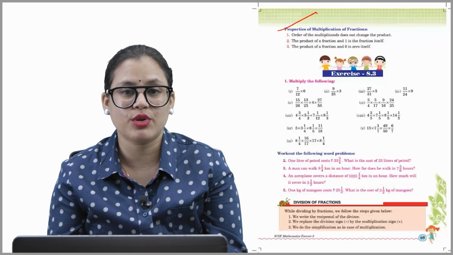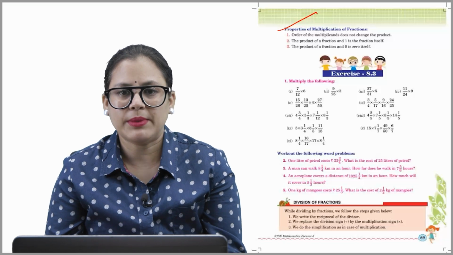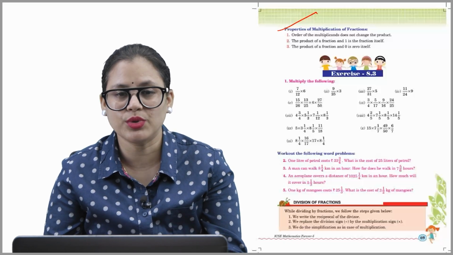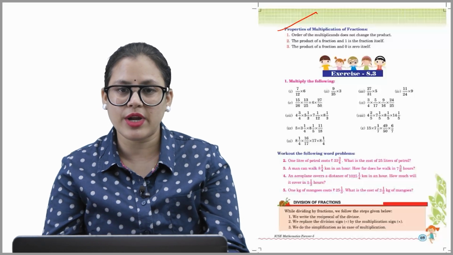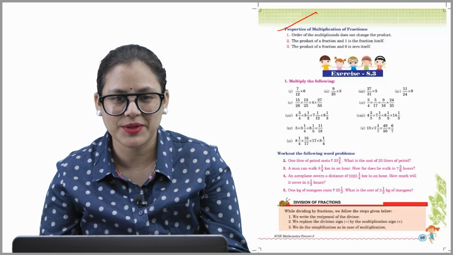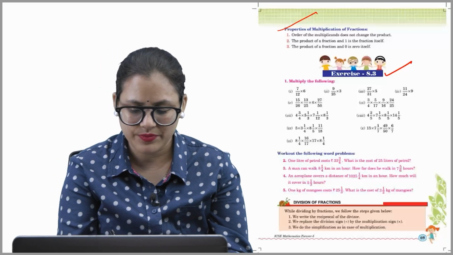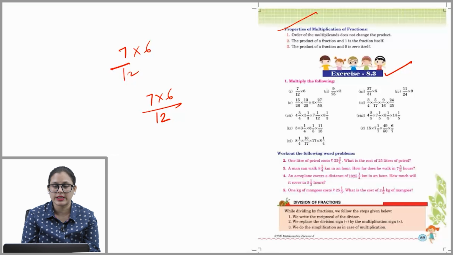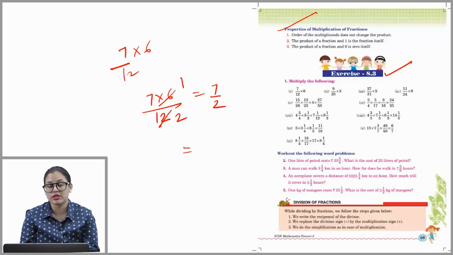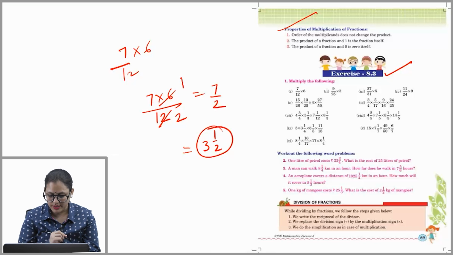Properties of multiplication of fractions. Number 1, the order of the multiplication doesn't change the product. Number 2, the product of a fraction and 1 is the fraction itself. And the product of a fraction and 0 is 0 itself. Okay. Let's do exercise 8.3. Multiply the following: 7/12 into 6. 7 into 6 by 12. We can cancel them out. 6 ones are 6, 6 twos are 12. So 7/2 is the answer, and you can change it into a mixed number also. 2 threes are 6, 1/2. This is the answer. Okay.